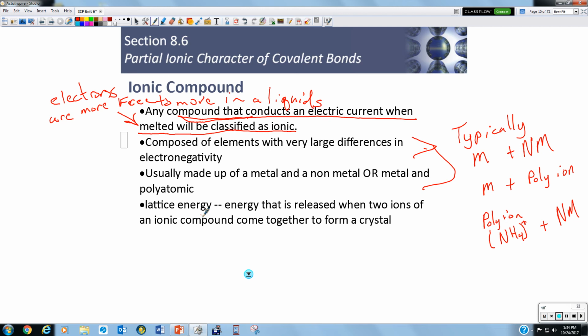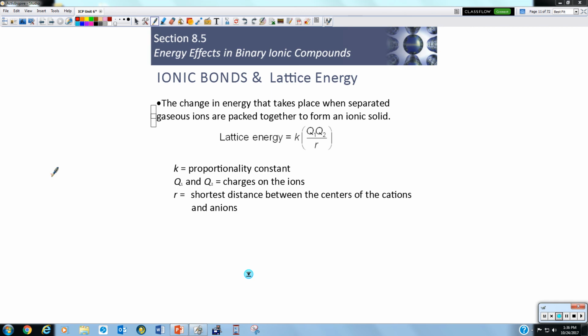And then the last thing, in an ionic compound, lattice energy is energy that is released when two ions of an ionic compound come together to form a crystal. And we also call this a crystal lattice. Think of it kind of like a ladder. It makes rungs, and they're going to attract to each other in 3 dimensions. It's 2 words. All right, ionic bonds and lattice energy.